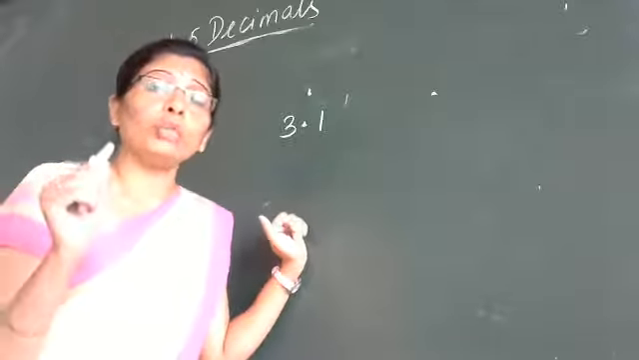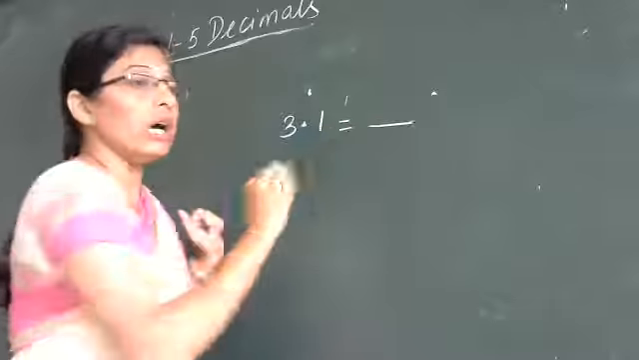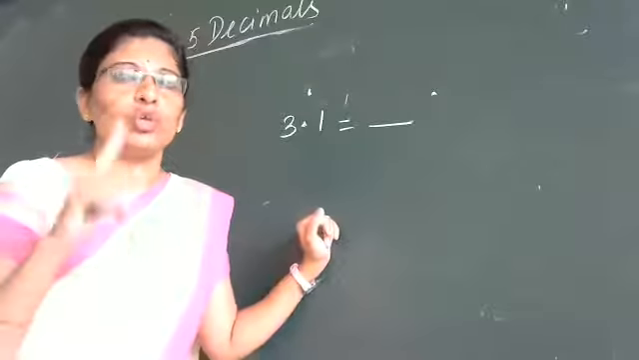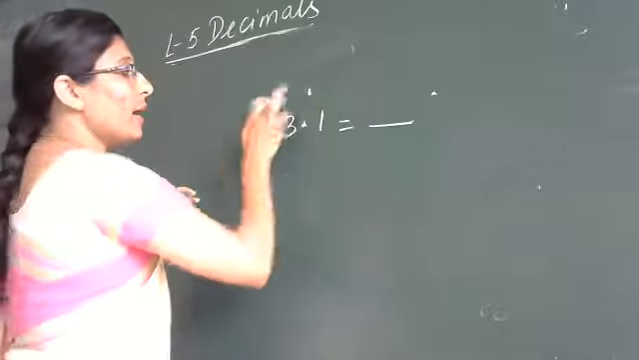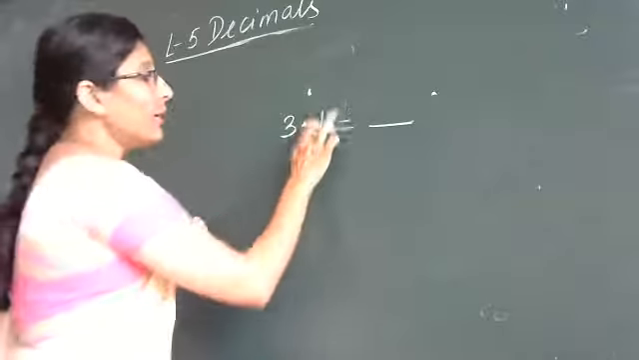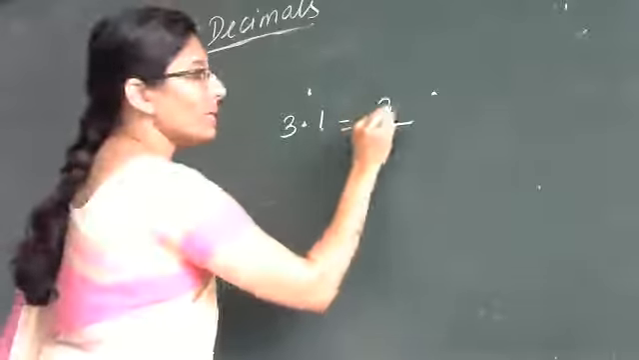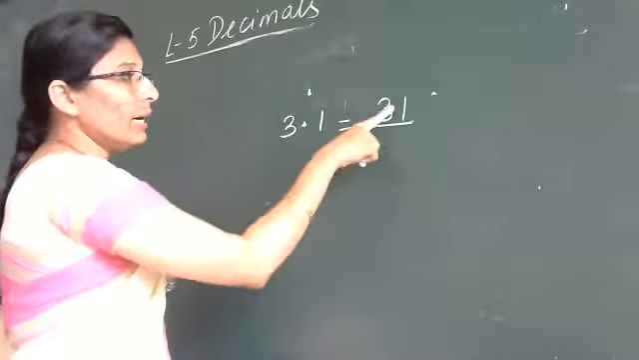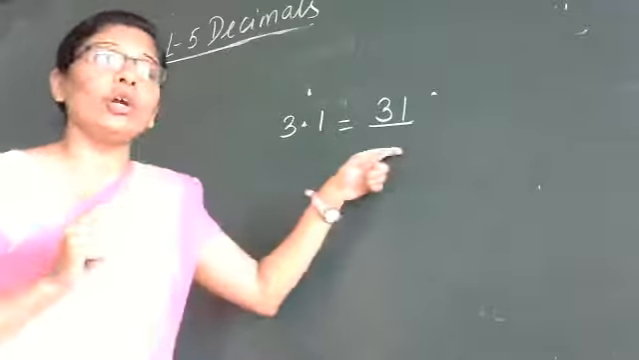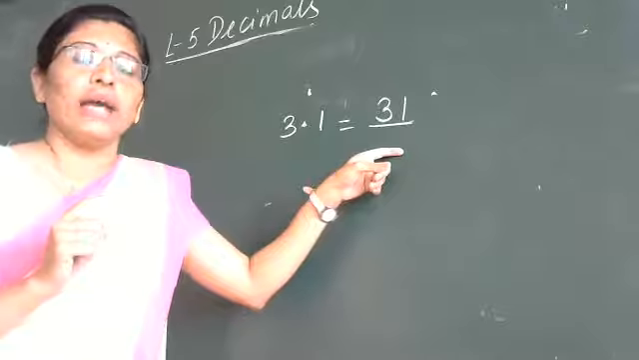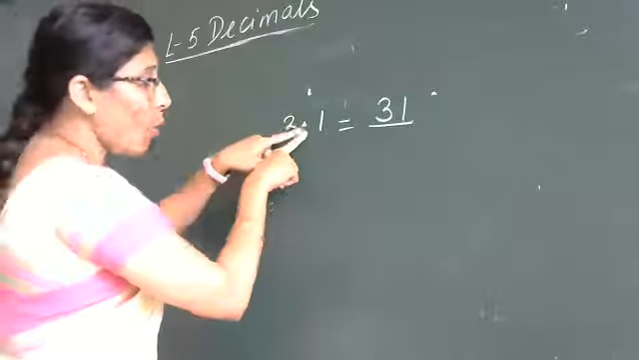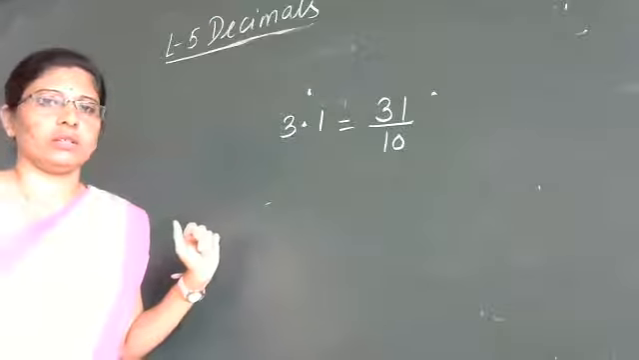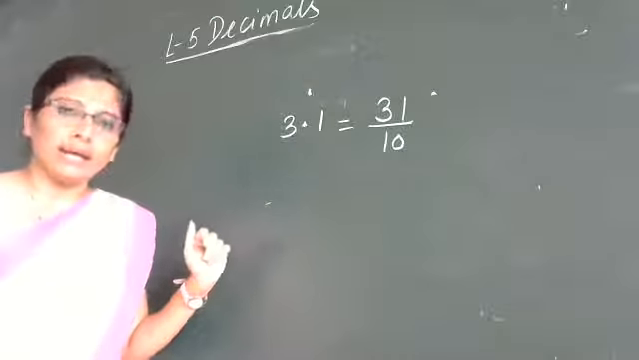So here we know that for a fraction we need a numerator and we need a denominator. So whichever number is given here, that number we have to write as the numerator without the decimal point. So this is 31. Now down what to write? 10. Why? Because after the point one digit is there. So 31 by 10. Okay.